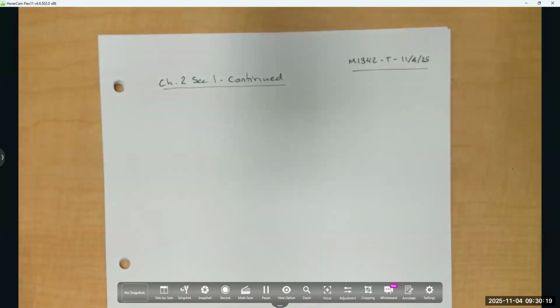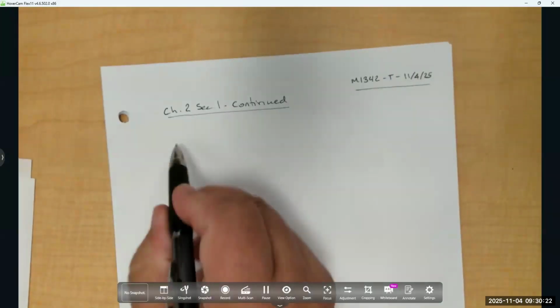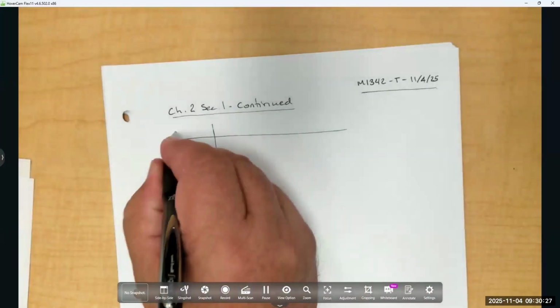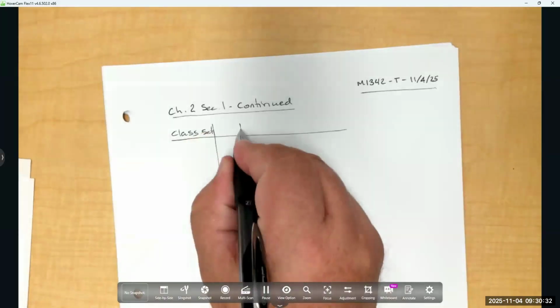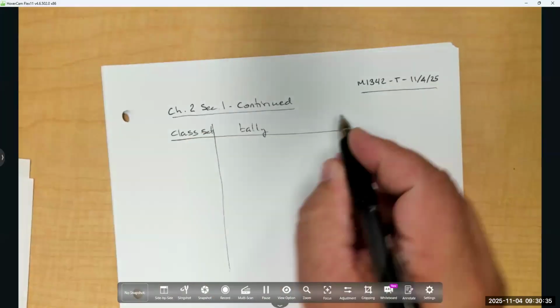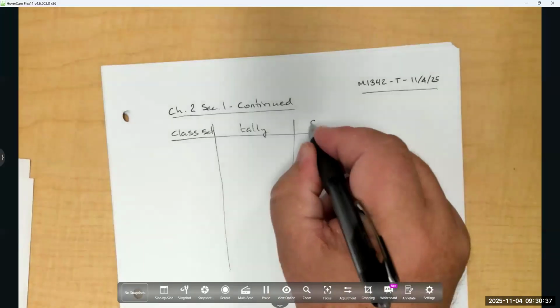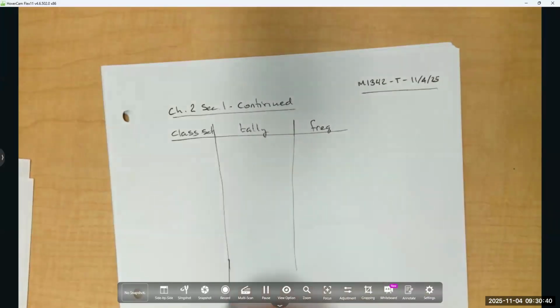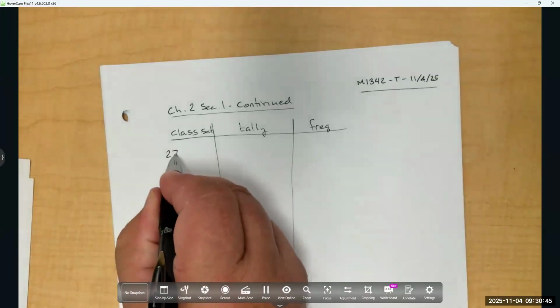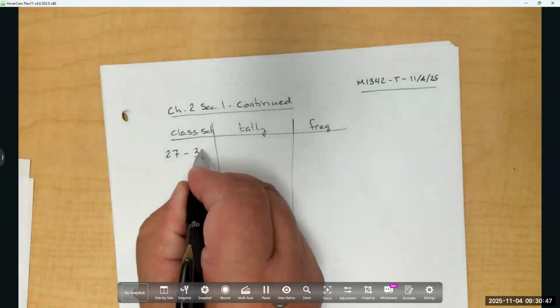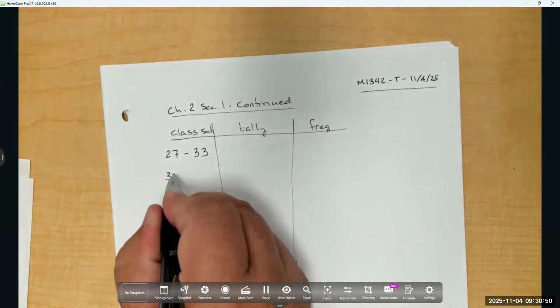All right, let's finish up what we did last time. Where we left off last time, we had the same data set. First thing we decided, we determined our class set.